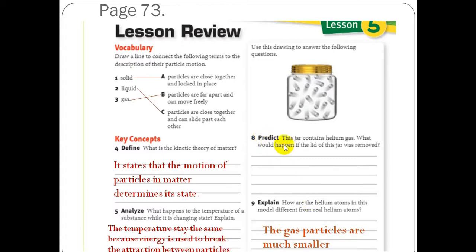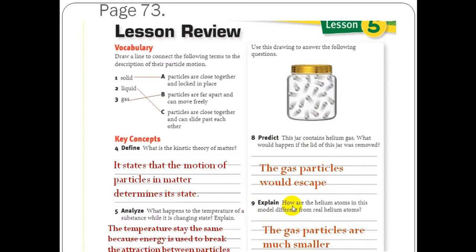Question 8. First we will solve 8 and 9, and then we will solve 6 and 7, okay? This jar contains helium gas. What would happen if we remove the lid of the jar, what will happen? Yes, the gas particles would escape. All the gas particles here will go out.